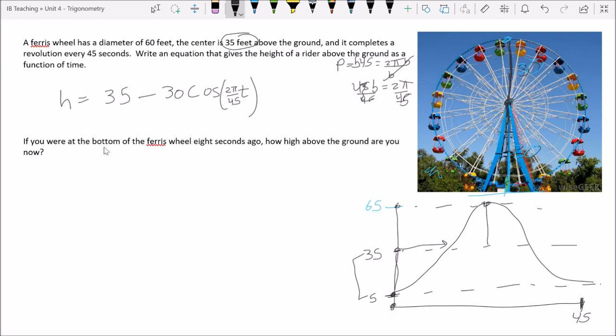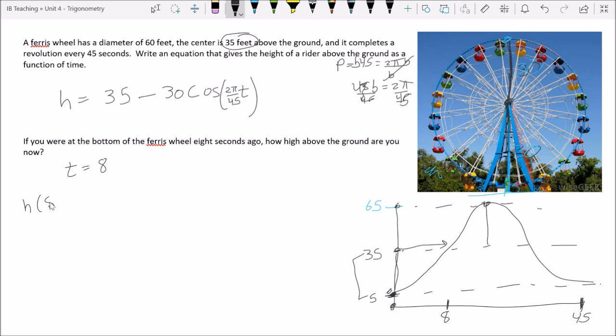So let's try to answer this question. If you were at the bottom of the Ferris wheel 8 seconds ago, how high are you above the ground now? All right, at the bottom of the Ferris wheel, that's 45 seconds. 8, I'm guessing, is somewhere in here. I'm just making a rough guess. And this equation is going to be useful for that because in this equation, 0, based on our graph, represents starting at the bottom. So what we're being told in this question, in sort of a sneaky way, is that t equals 8. So all we have to do is plug that in our equation.